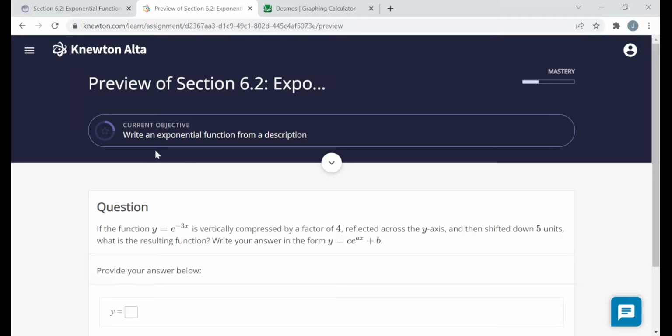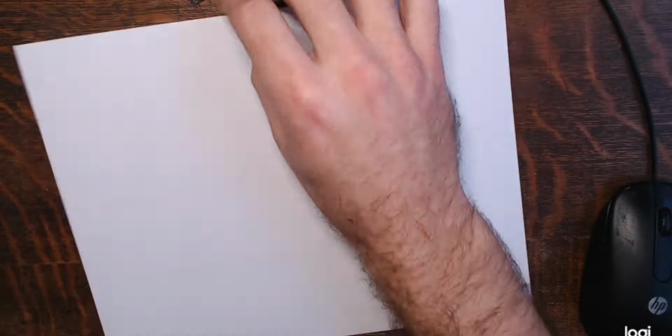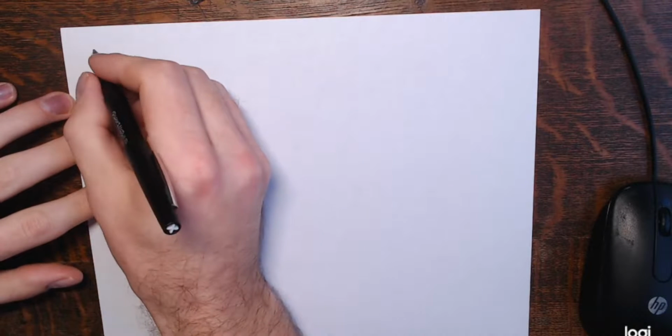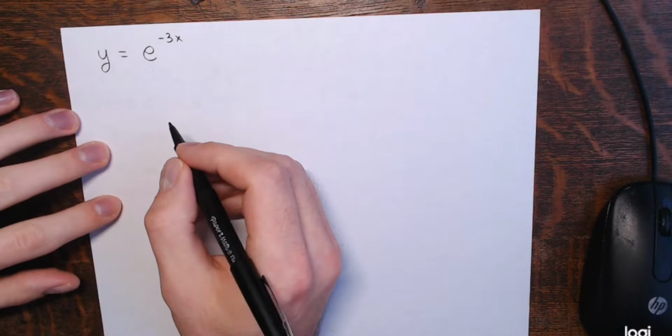Alright, so this one's writing a function from a description. Again, I'll start with the function they gave us here. This time I won't go through Desmos. I'll just perform the transformations and write the expression. So we're starting with y equals e to the negative 3x, and it has to perform all these transformations.